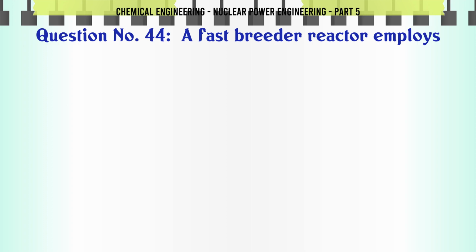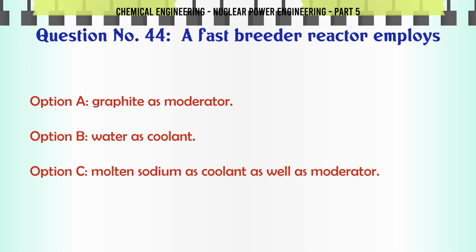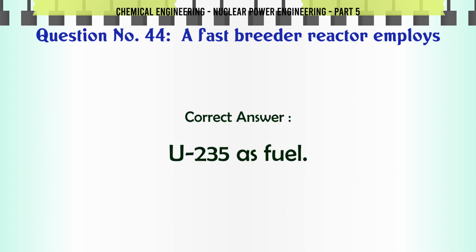A fast breeder reactor employs A. graphite as moderator, B. water as coolant, C. molten sodium as coolant as well as moderator, D. U235 as fuel. The correct answer is U235 as fuel.